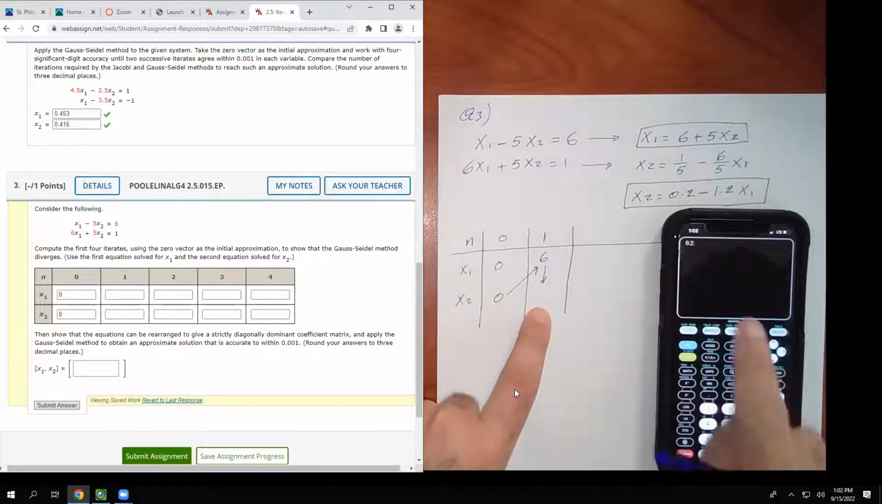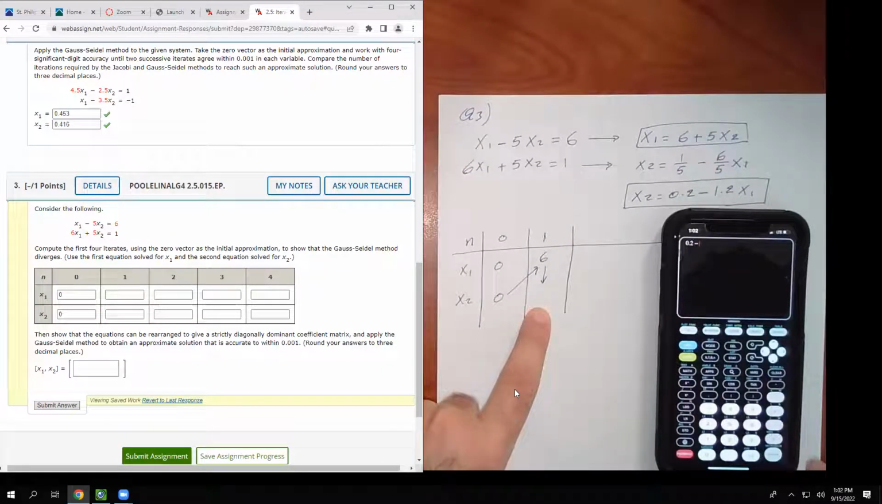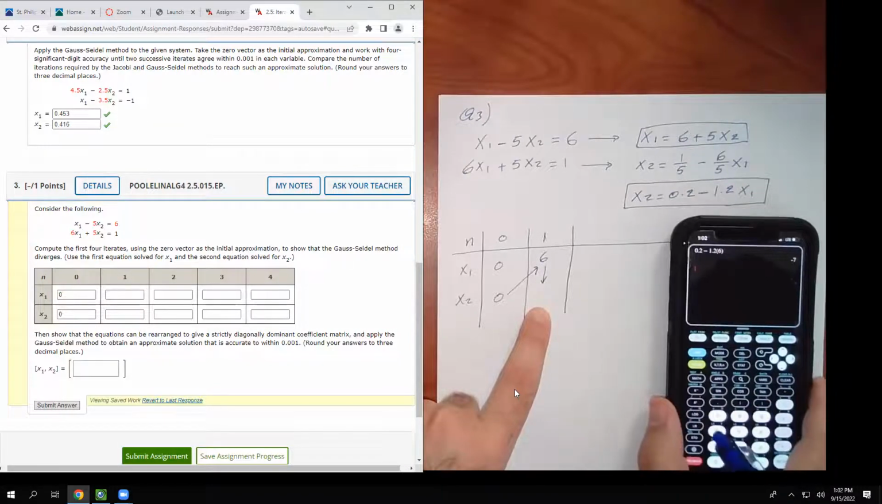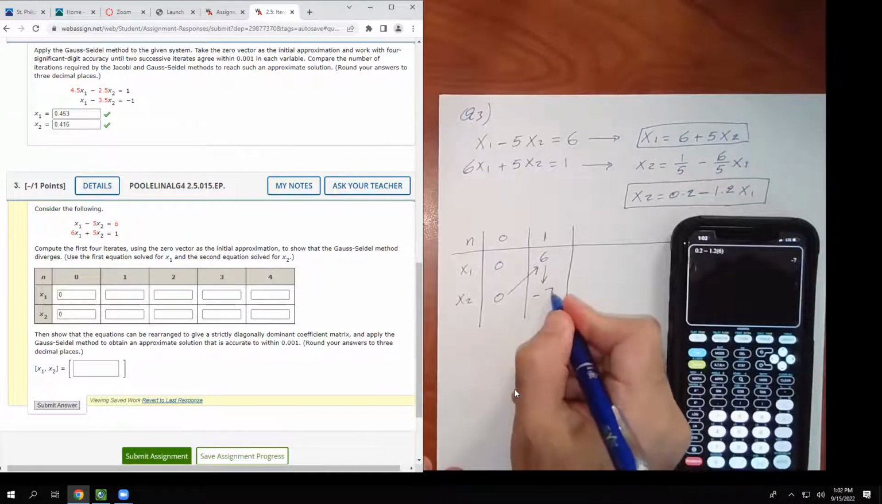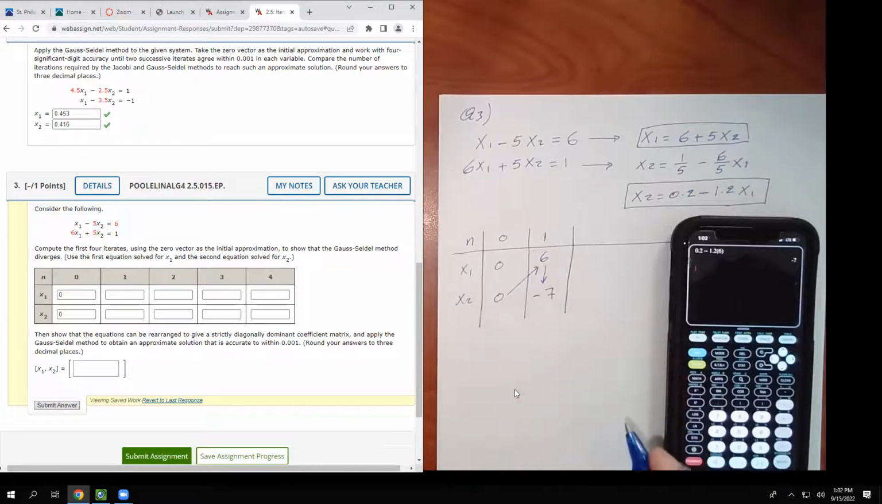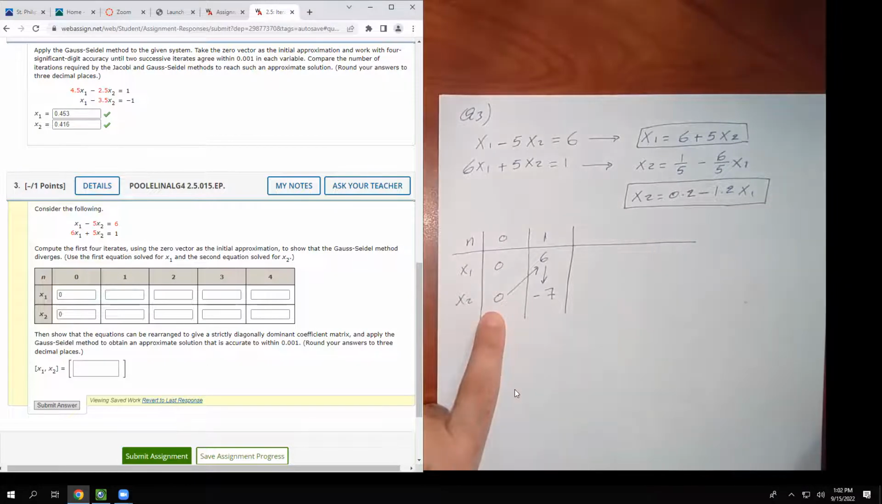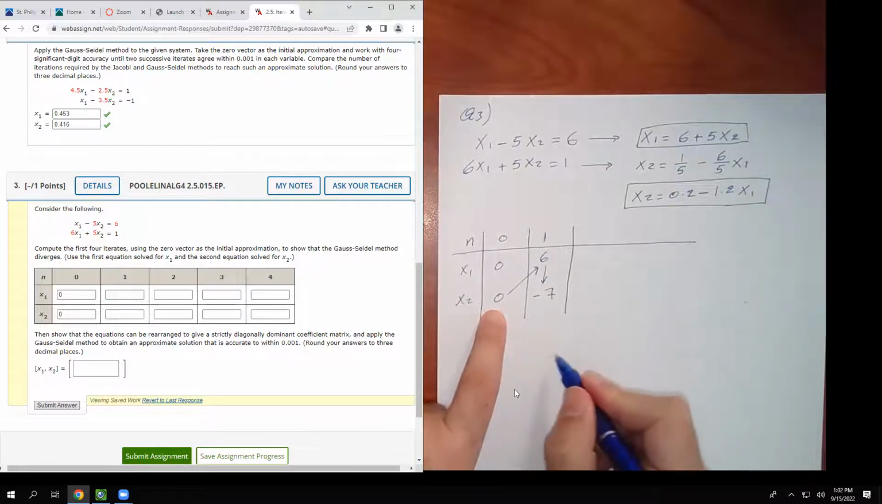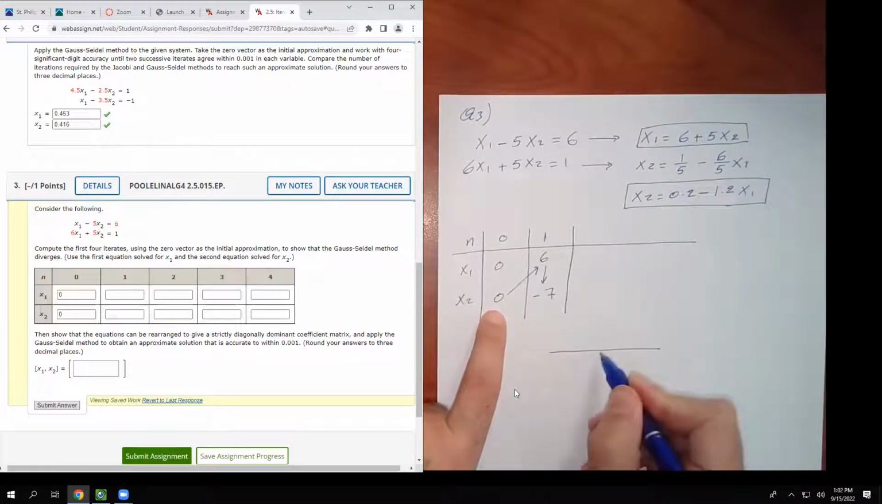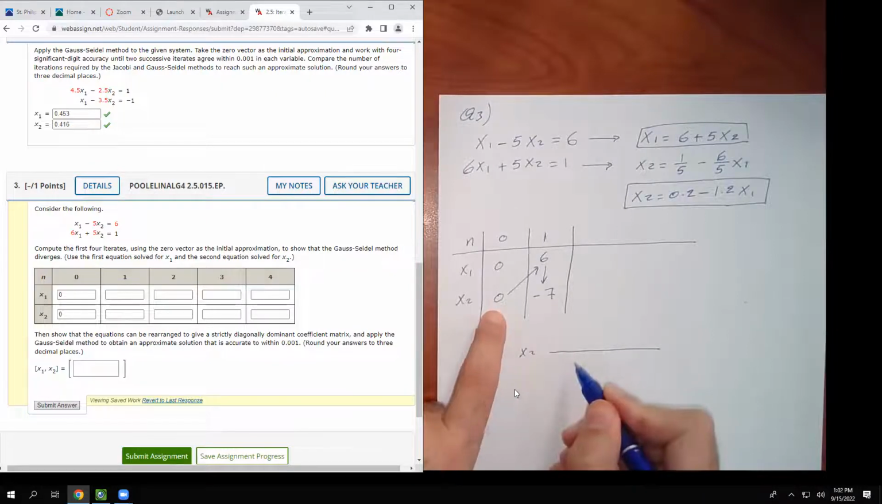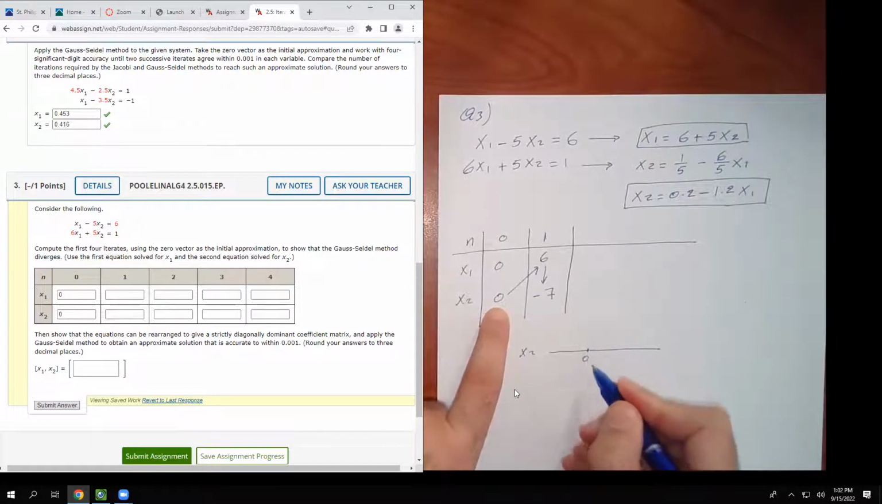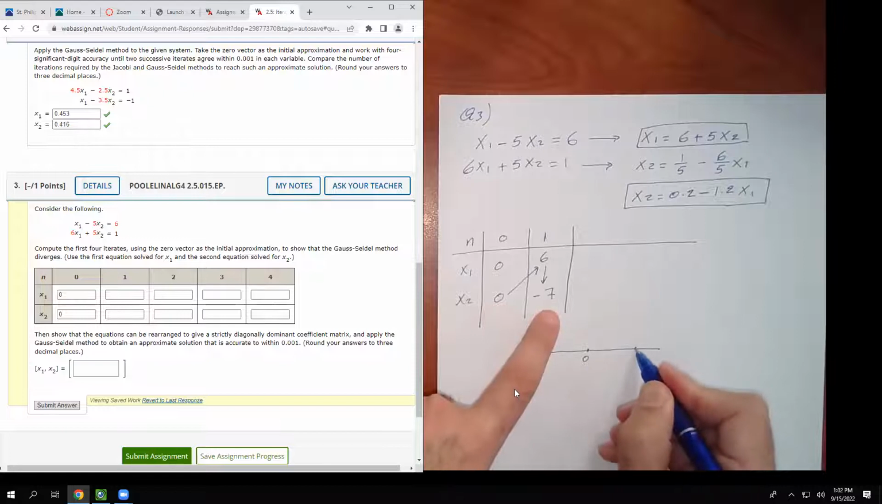0.2 minus 1.2 times 6. It's going to be negative 7. It doesn't mean that this is wrong. The first x1 is 0. I'm talking about x2. So this is for x2. The first number is 0. The second number is negative 7.